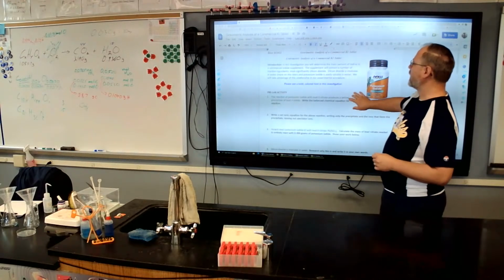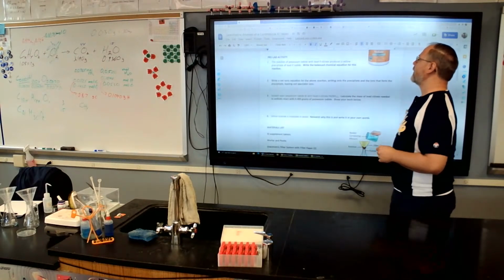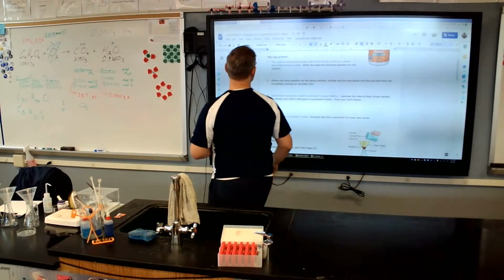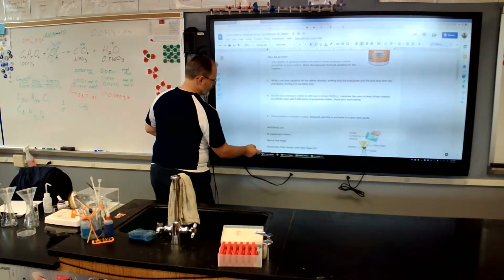Okay, so let's do the pre-lab activity. The reaction of potassium iodide with lead nitrate produces a yellow precipitate of lead iodide. Write the balanced chemical equation for this reaction.